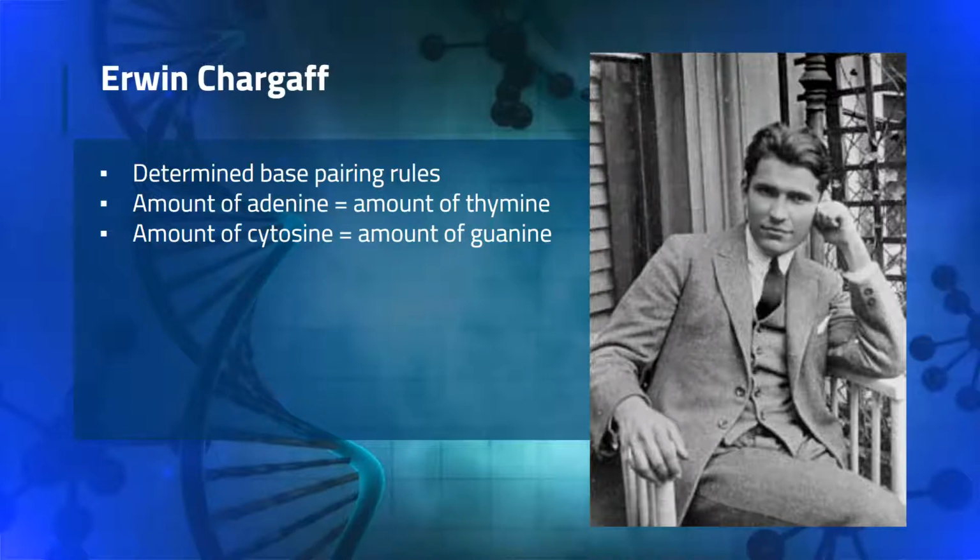So through this, he was able to determine that, well, if the amount of adenine is always the same as the amount of thymine, they're probably bonding together. The amount of cytosine is always the same as the amount of guanine, so those are probably bonding together. And whenever we take a closer look at the structure of DNA, you will see how the base pairing rules are essential to our understanding of the structure of DNA.